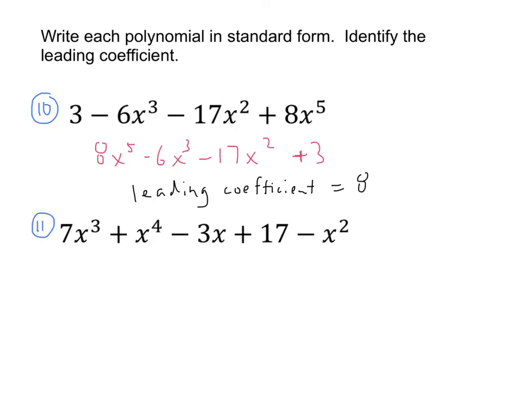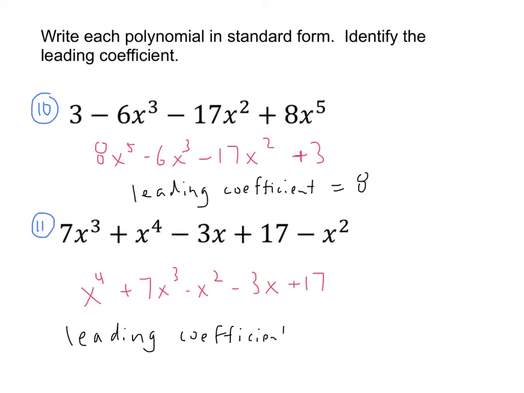All right, and then the last one, if we write this in standard form, we would have x to the 4th plus 7x cubed minus x squared minus 3x plus 17. And then our leading coefficient would be 1, because I have a coefficient right here of 1, 1x to the 4th. All right, so this is the vocabulary you need to know. We will use this throughout our chapter.